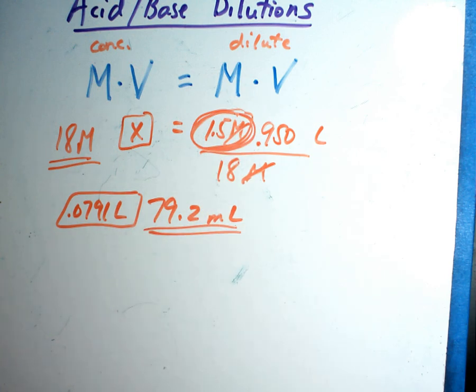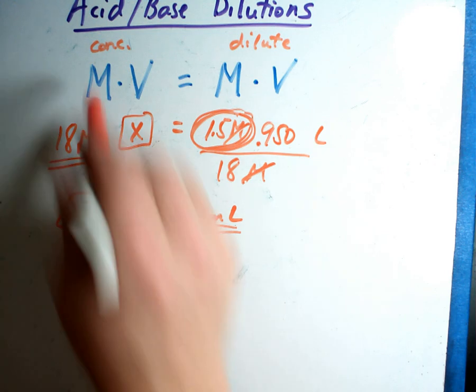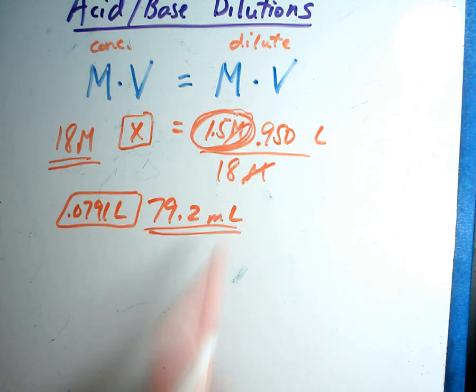Dilutions is very simple mathematics. You have a concentrated side and you have a dilute side. You plug your numbers in and solve.